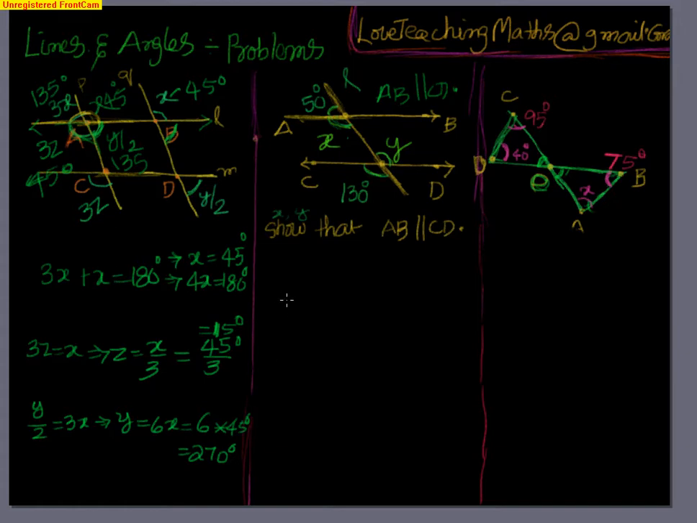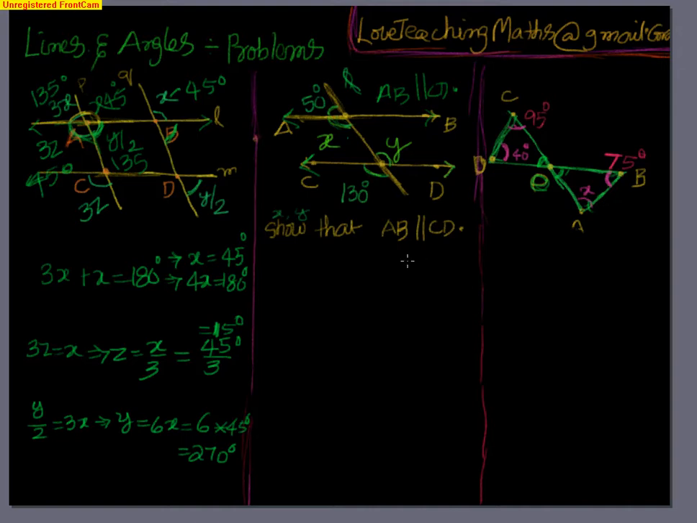Okay, let's move forward. Go to the second sum. In the second sum, we have two lines, AB and CD. There are two lines, and they have been intersected by a transversal L. We have been given some information. We were asked to find out the values of x and y, and we also have to show AB is parallel to CD. So we don't know that AB is parallel to CD, but we have to establish it.